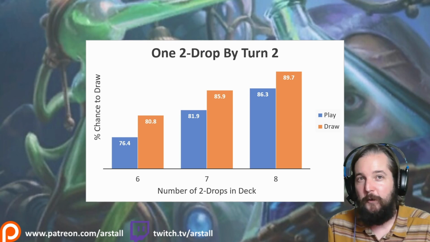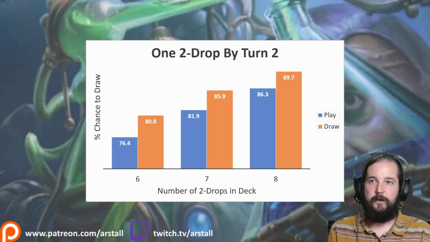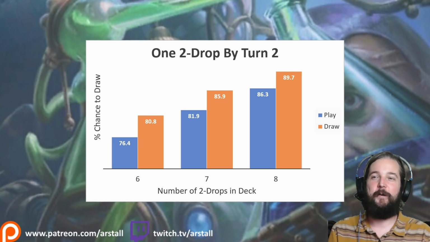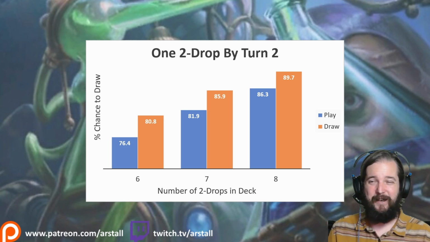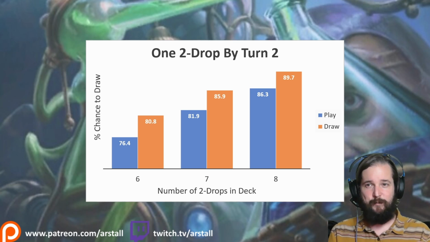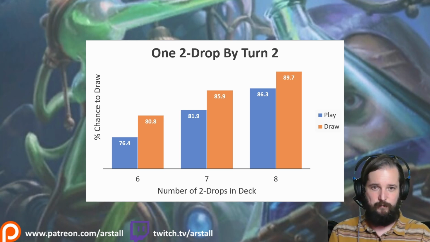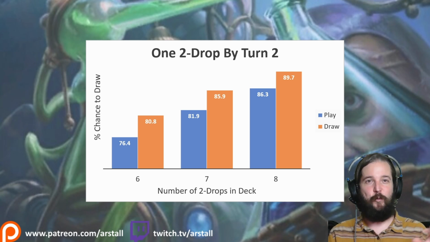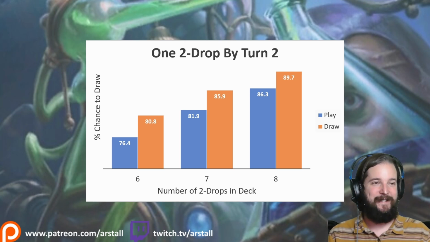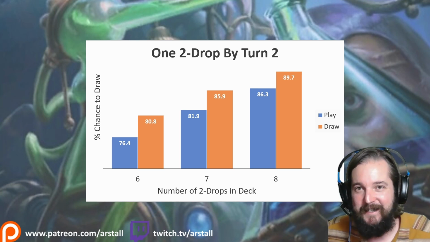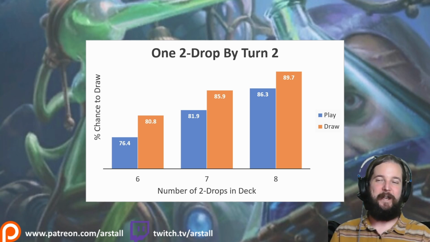All right, and now for the general curve. So we get our handy little calculator out, and we calculate the chances to draw at least 1 2-drop by turn 2. And you can see here, I cut off everything below 70%. I just decided not to graph that, because once you get to the point where a third of the time that you're playing the match you're just going to miss it, I've decided that's not where I'm really interested in looking, right?